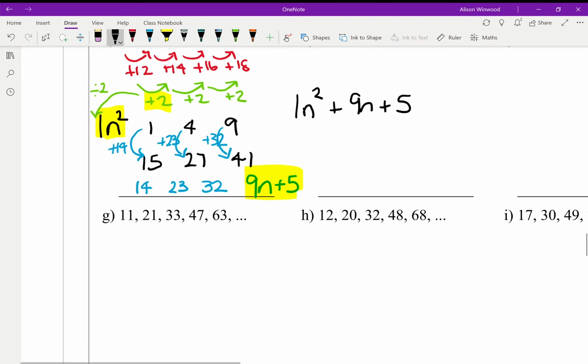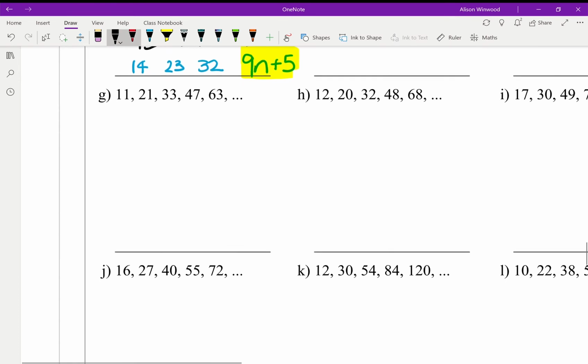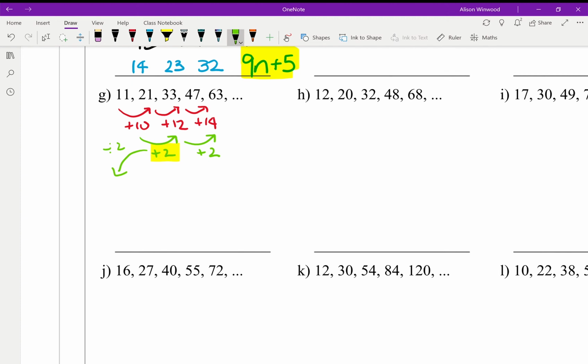Okay, let's look at one more. So from 11 to 21, add 10, add 12, add 14. Those numbers are going up by 2. Half of 2 is 1. So I'm going to look at 1 times the square numbers, which is 1, 4, 9.